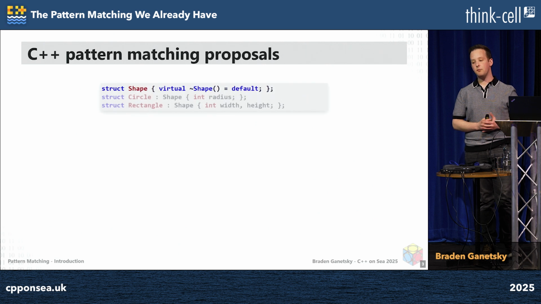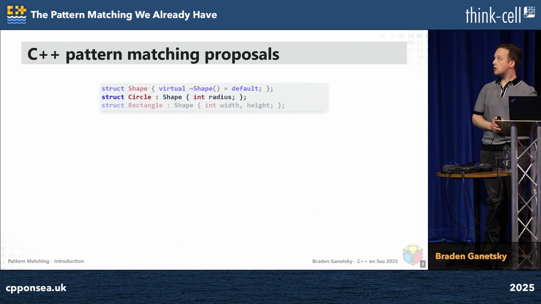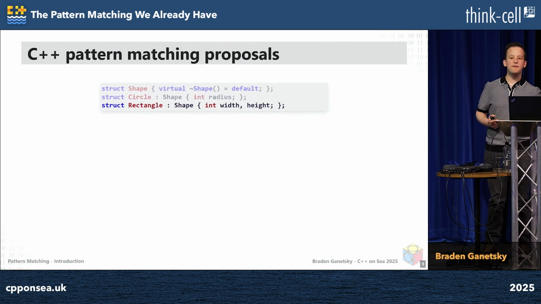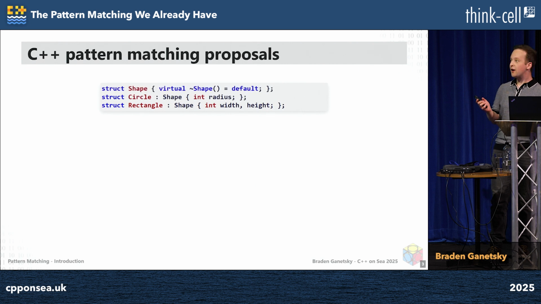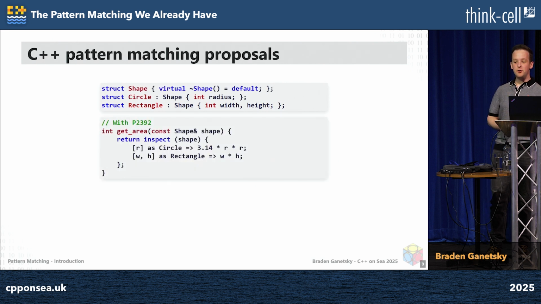So here's an example from Michael Park's paper. Here's a shape with a virtual destructor. Circle inherits from shape with a radius, and then rectangle inherits from shape with a width and a height. Let's say, for example, I wanted to calculate the area of either a circle or a rectangle, but polymorphically using shape. Well, with their respective papers, you can do something like this.